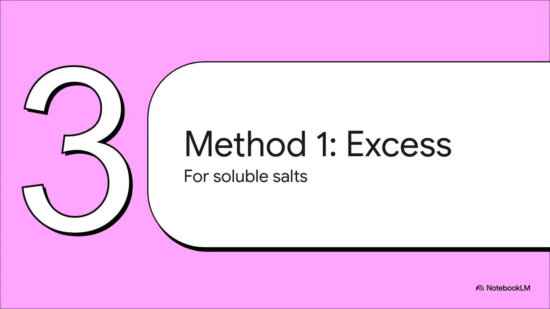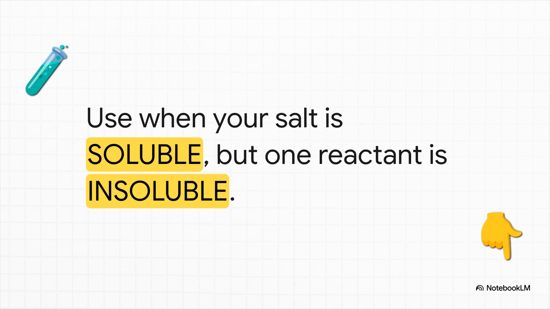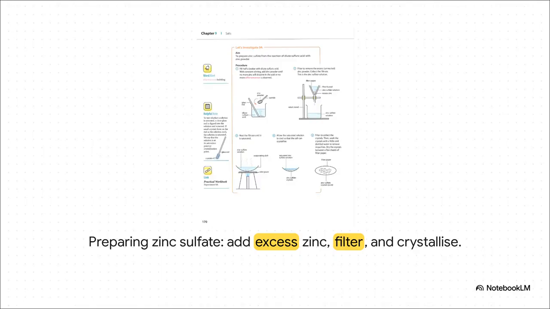Okay, so you've asked the big question. And the answer is, yes, my salt is soluble. Fantastic. That leads us straight to our first method, which is perfect for a very specific situation. Okay, so here's the deal with this method. You use it when the salt you want to make is soluble, but one of your ingredients, the metal or the base you're starting with, is insoluble. And it's that difference, the fact that one dissolves and the other doesn't, that's the secret sauce that makes this whole thing work. Let's take a look at how this actually plays out.